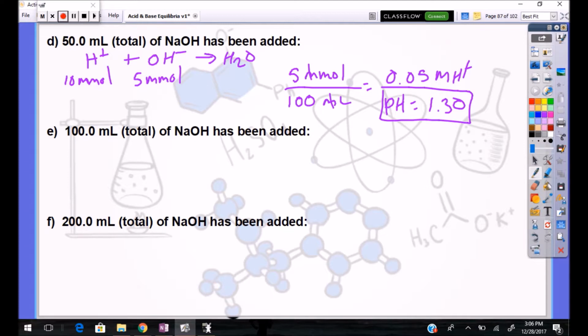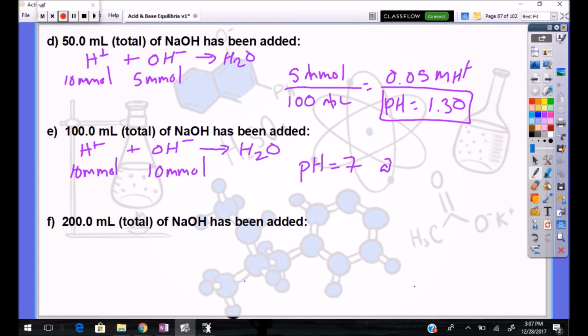All right, now here's where it gets tricky because we're finally at our equivalence point here. H plus, OH minus, H2O. Again, we started with 10 millimole, and 100 milliliters times 0.1 gives us 10 millimole. Therefore, we're equal, right? If it's a strong acid, strong base, what did we say? Our pH is 7 at the equivalence point for strong acid and strong base. Didn't even have to do math there.